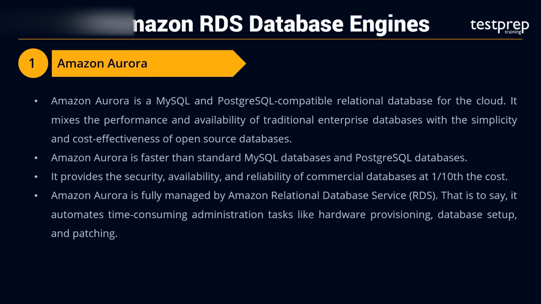Amazon Aurora is faster than standard MySQL databases and PostgreSQL databases, and provides the security, availability, and reliability of commercial databases at 1/10 the cost.